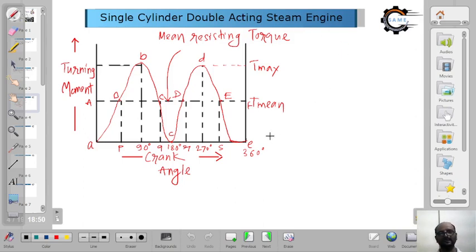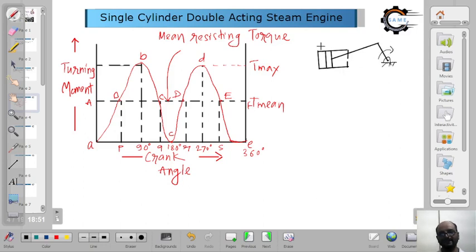This is how it looks. Before explaining this, I will first explain how this single cylinder double acting steam engine works. I will take this as a cylinder. The cylinder is closed here like this, right. It is double acting, meaning the piston is here, the connecting rod is connected here, and this is the crank, right? The crank revolves around this.